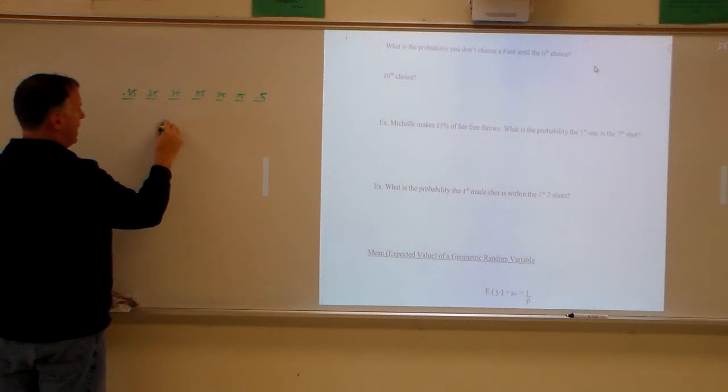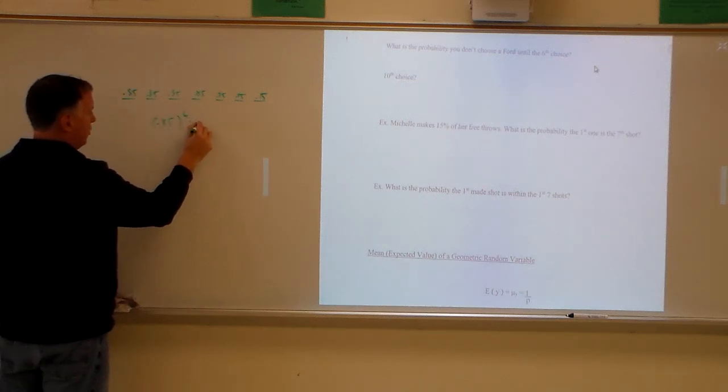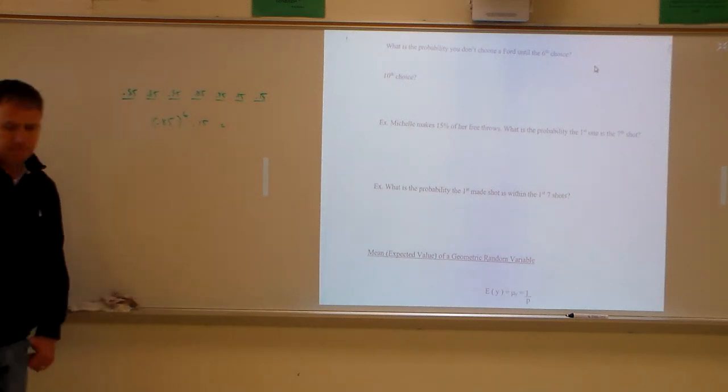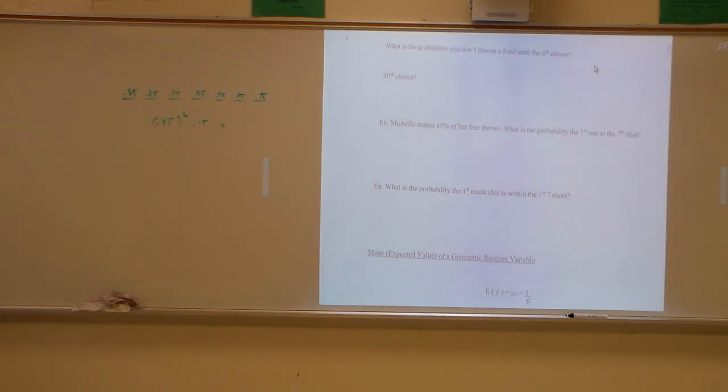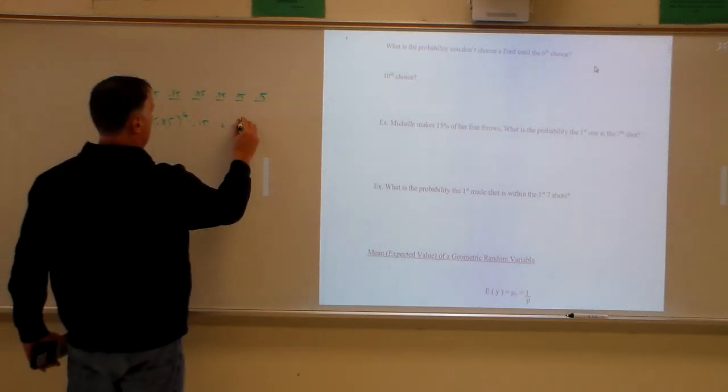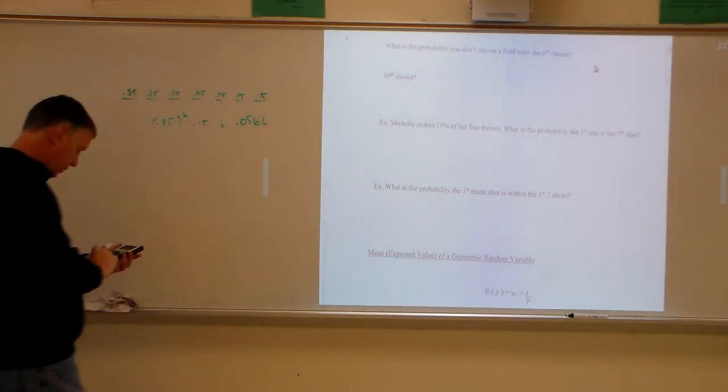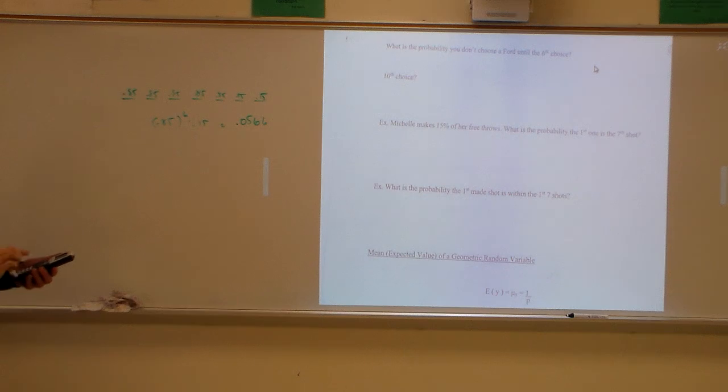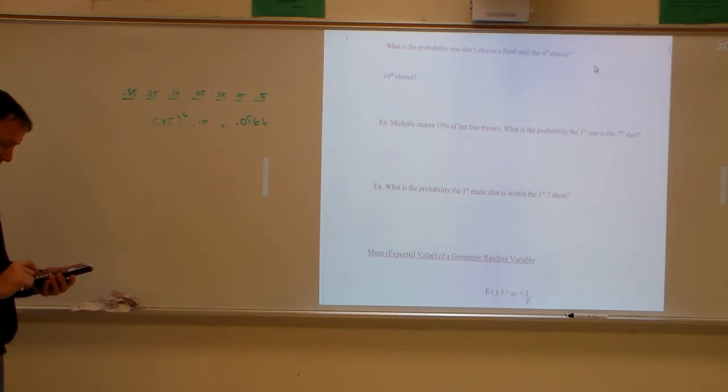So 0.15 is the 7th shot, which means all of these were failures. So you could do 0.85 to the 6th times 0.15 if you use the formula. Let me look. I got 0.0566. I'm going to check my math here and show you something pretty fancy. What did I say? 7th shot?